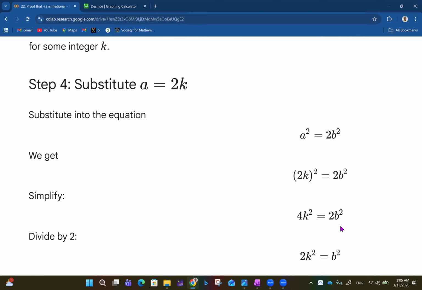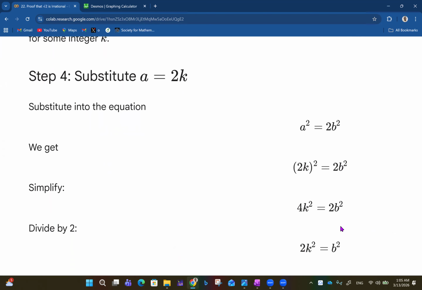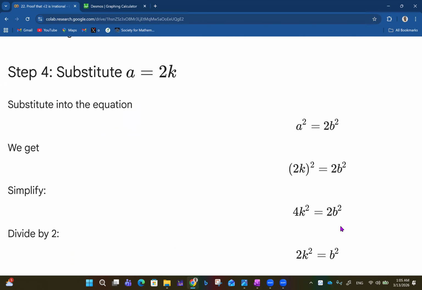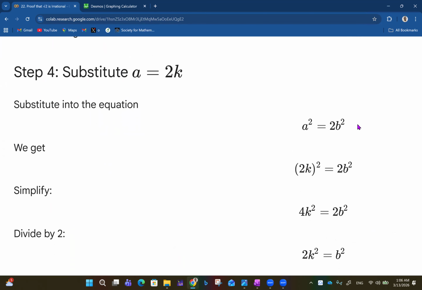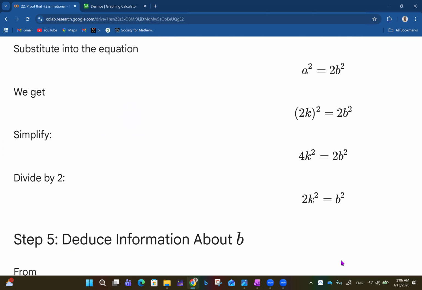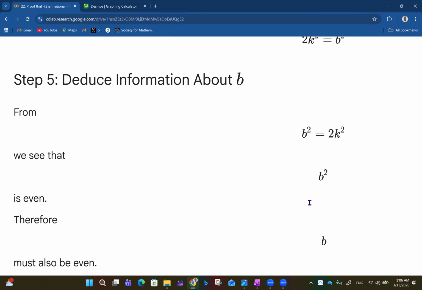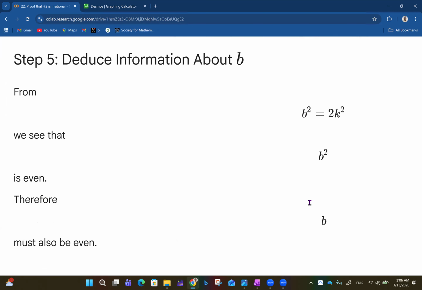Now, if we substitute a equals 2k into the expression a squared equals 2b squared, instead of a squared, we now have (2k) squared. So we have (2k) squared equals 2b squared. If we simplify that, you have 4k squared equals 2b squared. And we can divide by 2 to get 2k squared equals b squared. And that tells us that b squared is equal to 2k squared, meaning that b is even, as we can see. So we deduce information about b.